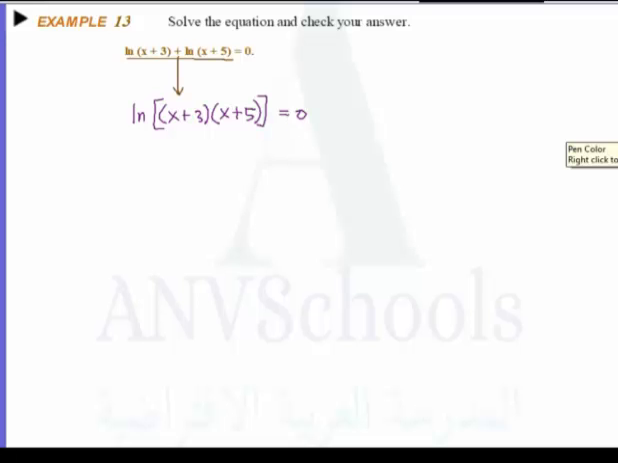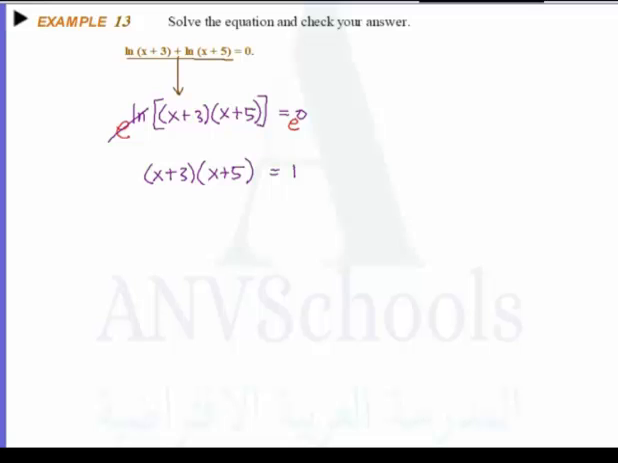So when we use the base e, we have e raised to ln of (x plus 3) times (x plus 5) is equal to e raised to 0. And this will cancel out, leaving us (x plus 3)(x plus 5) is equal to e raised to 0, which is just 1. So now we have formed an expression that leads to an equation that is solvable.